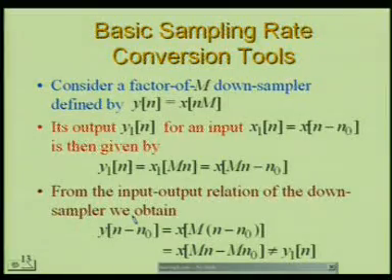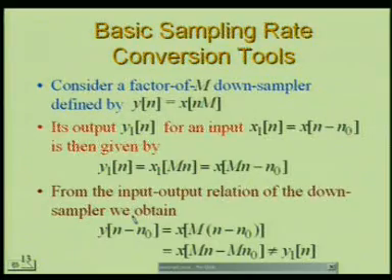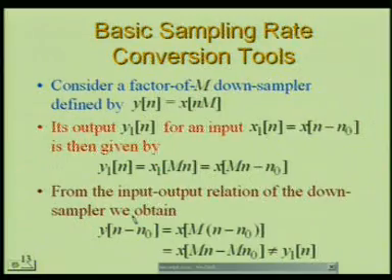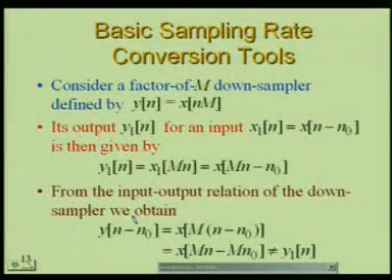Then the output, when x1[n] is the input, y1[n] is the corresponding output. So, what should be y1[n]? It is simply x1[Mn], that gives you x[Mn - n0], it should be the output, because you know the shifting theorem. Then from the input output relation of the downsampler, we get y[n - n0] should be equal to x[M(n - n0)], that is equal to x[Mn - Mn0], that is not equal to y1[n].